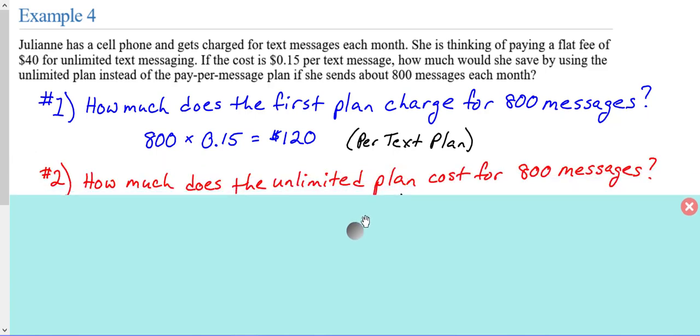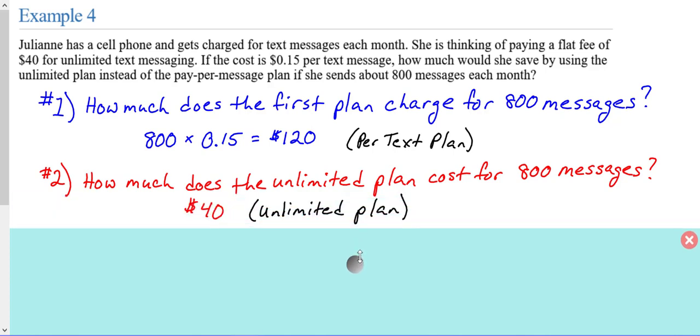Second step, how much does the unlimited plan cost for 800 messages? Well, because it's unlimited, that means we're just paying a flat fee no matter how many messages we send. So in this case, it's $40 for any amount of messages we send.